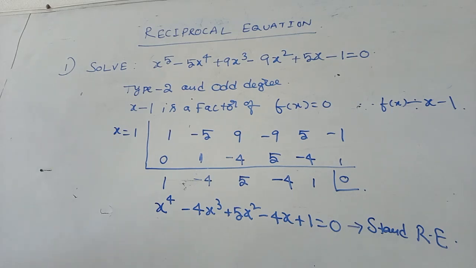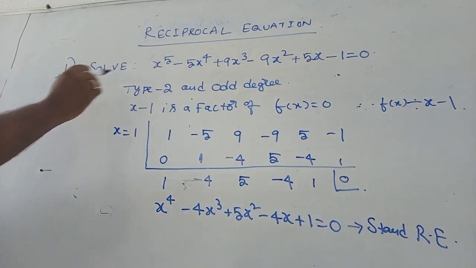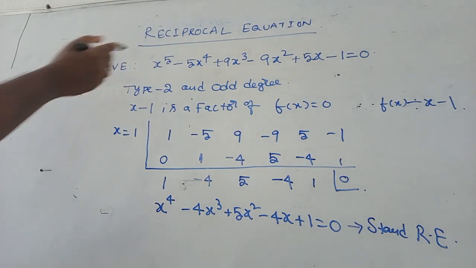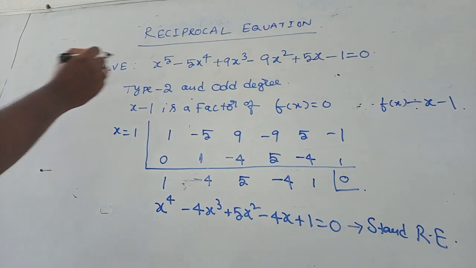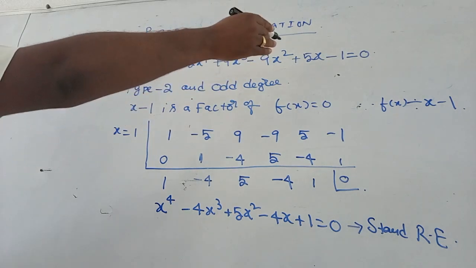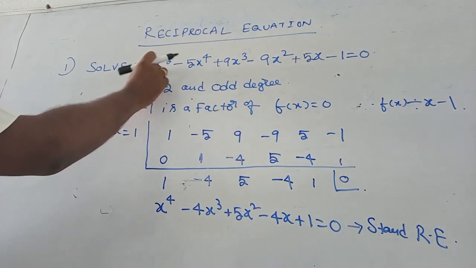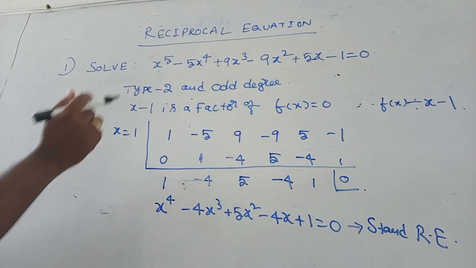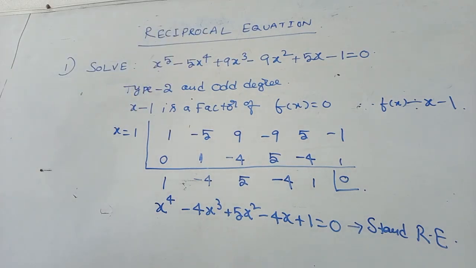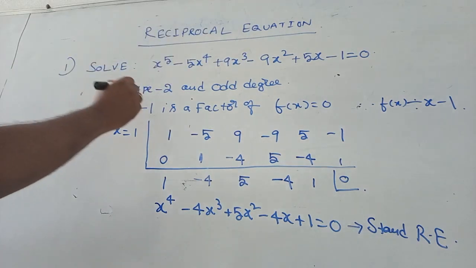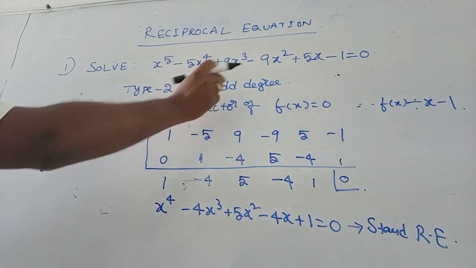Now my dear students, there is another kind of problem. You please observe this problem. x power 5 minus 5x power 4 plus 9x cube minus 9x square plus 5x minus 1 is equal to 0 you are having here. You observe that the first coefficient and the last coefficient, they are equal in magnitude but opposite in sign, and second one and the last but one, they are equal in magnitude but opposite in sign. That means this is type 2 and odd degree.